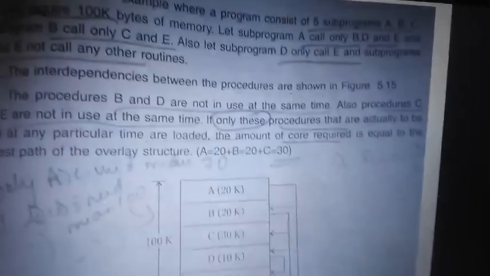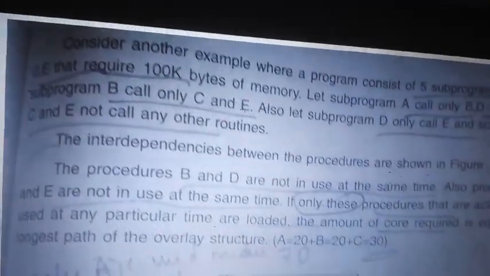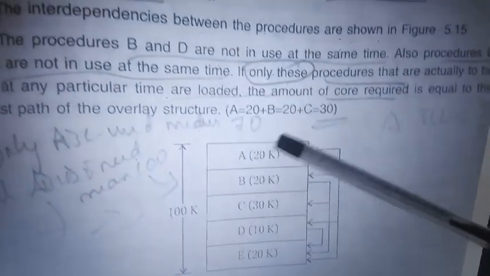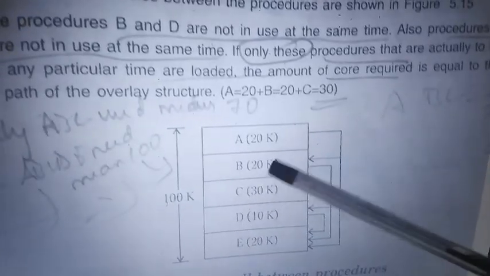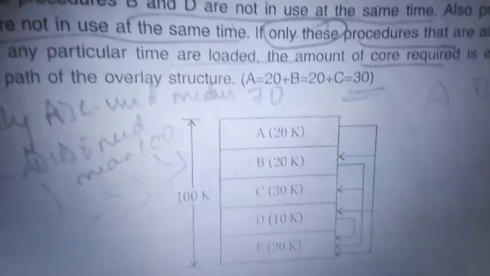One more example. Consider there are five subprograms, A, B, C, D, E, which require 100 kilobytes to execute. A requires 20K, B 20K, C 30K, D 10K, and E 20K. So a total of 100K is required to execute.